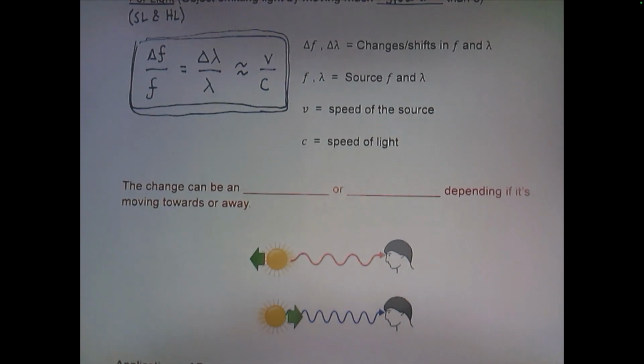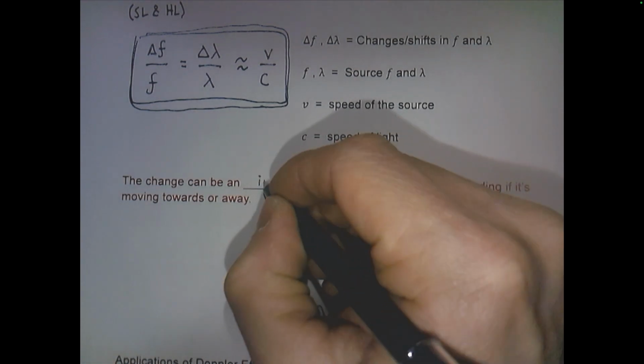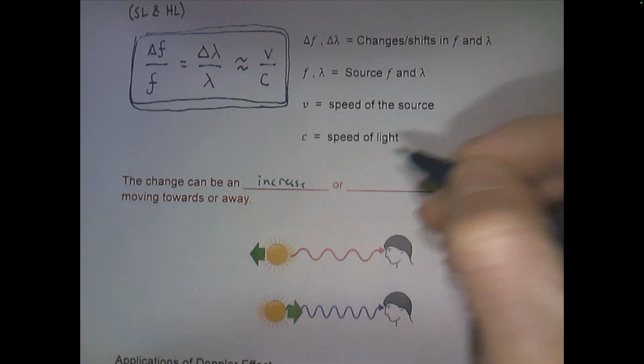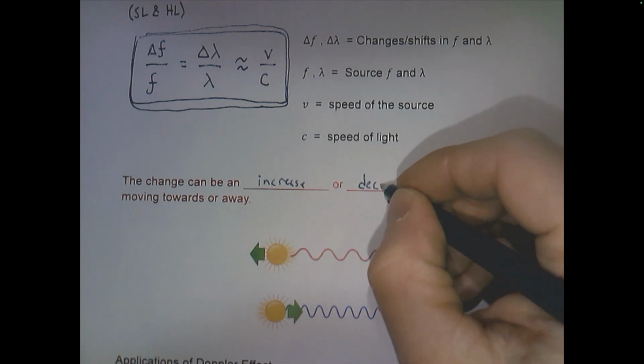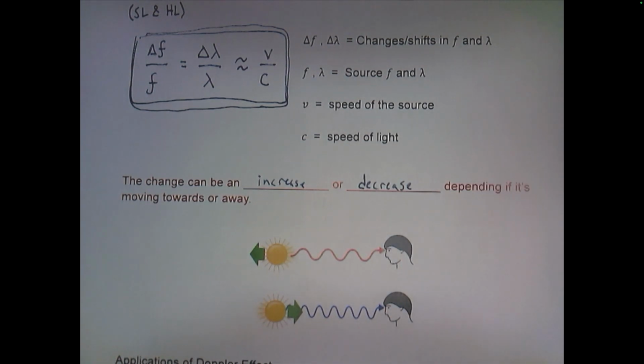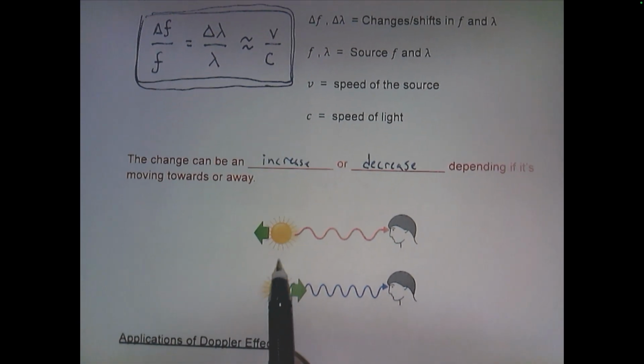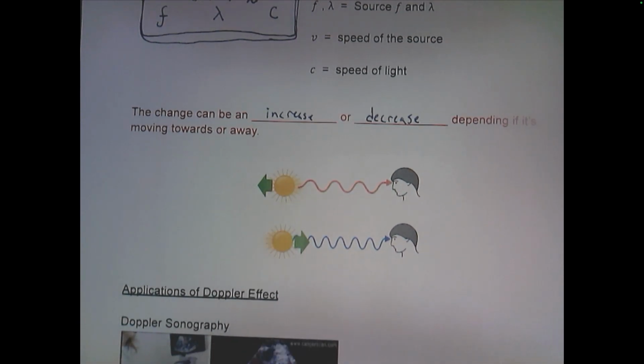Big picture wise, this change could either be an increase or a decrease. Whether the delta f or the delta lambda is getting longer or shorter, it could be either, depending on whether it's moving towards or away from you. For instance, if a star, here we've got the sun, is moving away from us or we're moving away from it, the wavelength gets longer, which corresponds to the red end of the spectrum.